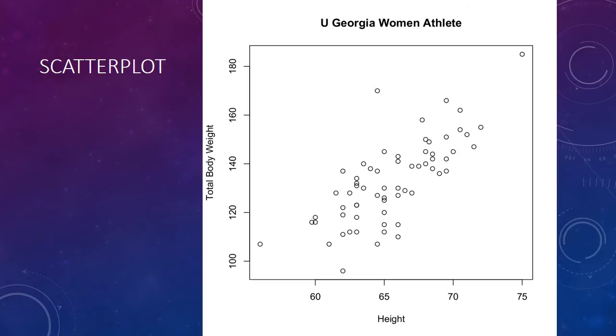In this example, we see the height and weight of University of Georgia women athletes. Notice how the scatter plot shows that taller athletes also tend to have a higher total body weight. Most athletes are between 60 and 72 inches, and between 100 and 160 pounds. But one athlete is particularly tall, 75 inches, and another is on the short side, about 56 inches or so.